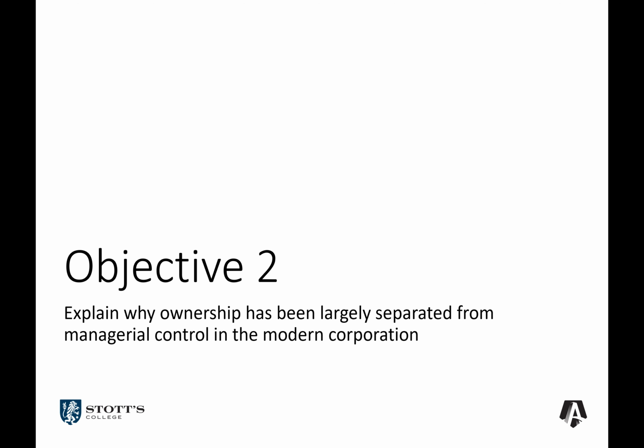We're going to take a break. There's a video for you to watch, and then we're going to move on to looking at objective 2, which is why ownership has been largely separated from managerial control in the modern corporation. So a little bit of a history lesson on the way that corporations have evolved, and there'll be some supporting videos for that. And then we're going to look at the specific issue of agency relationships in objective 3.